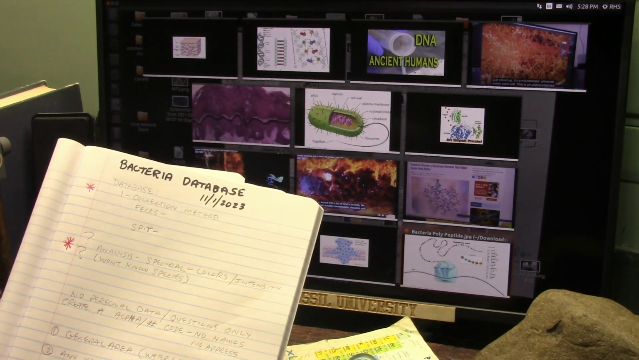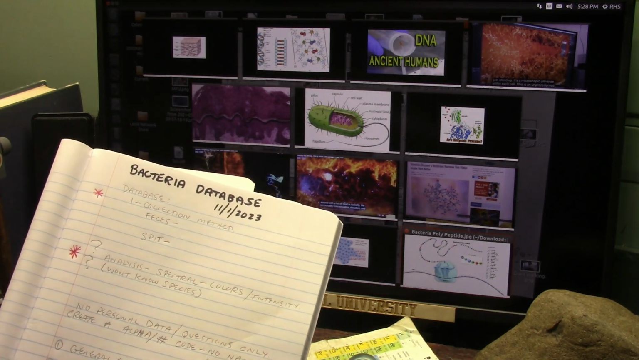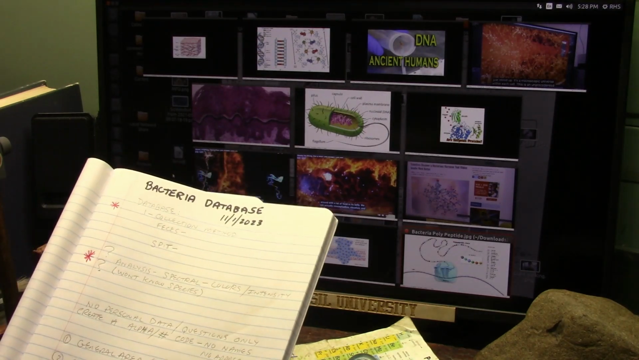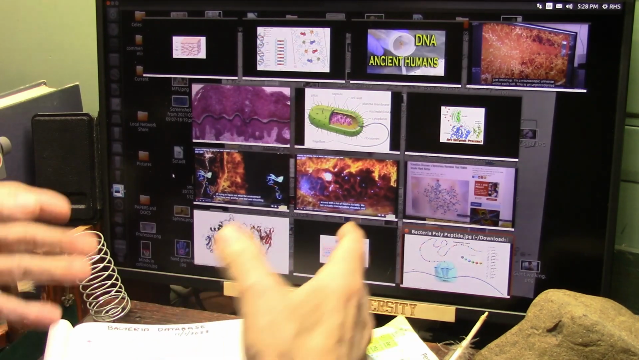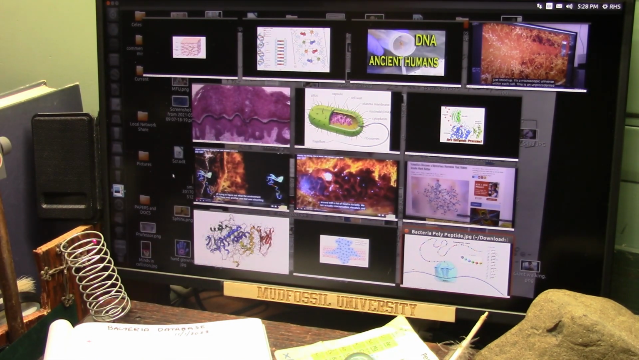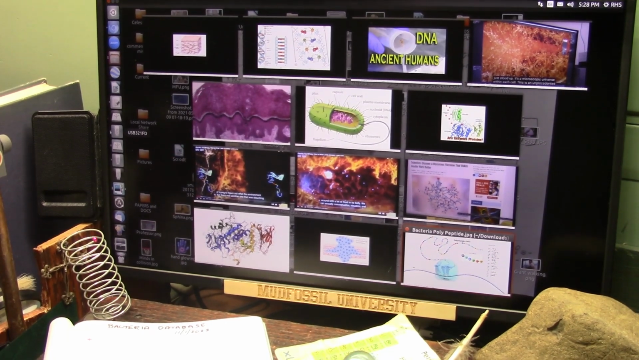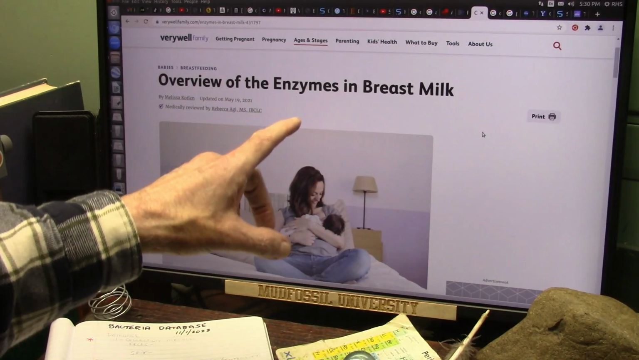So we need to get kids very, very early tests and find out anything before, and make sure they're getting the right nutrition, because they have to get these enzymes. You can't give a kid cow's milk. They don't have the right enzymes in it. They can't break it down. They can't eat it. They'll get sick.